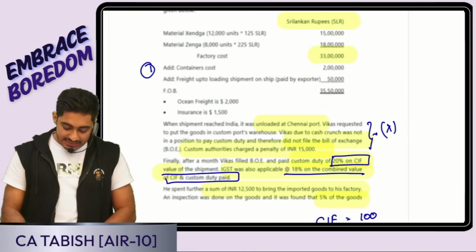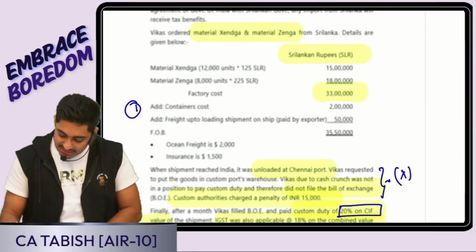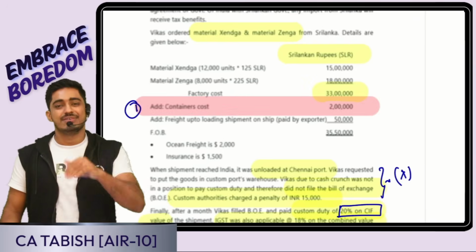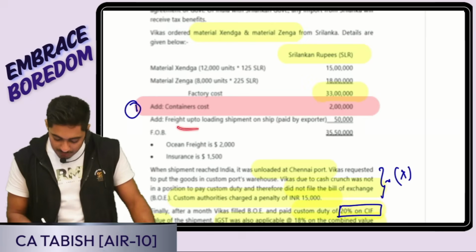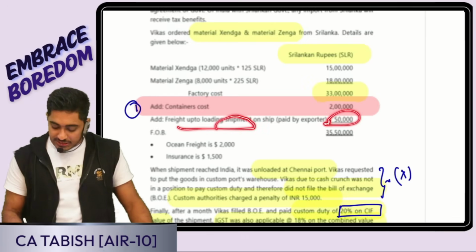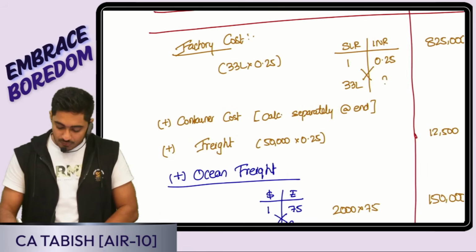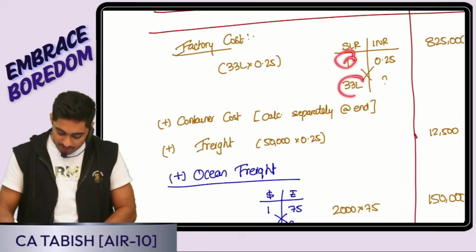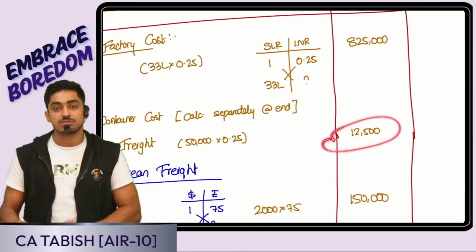Then comes my container cost. Container cost is how much? 2 lakh SLR. Currently, I will keep it on hold. Sir, why, sir? I will tell you the reason. Then I am having a freight up to loading shipment, 50,000 SLR. Again, I will convert it into rupees. 1 SLR is 0.25 rupees. Yes or no, everyone? That means 50,000 SLR is how much? 50,000 into 0.25, which is coming to 12,500.